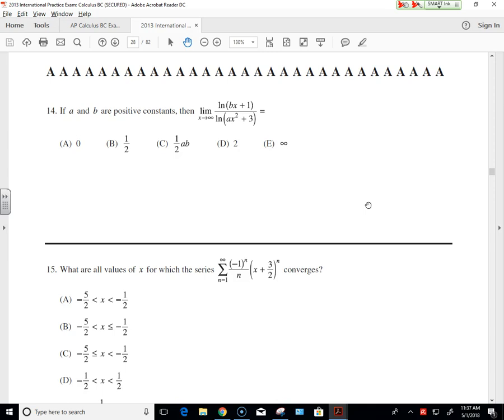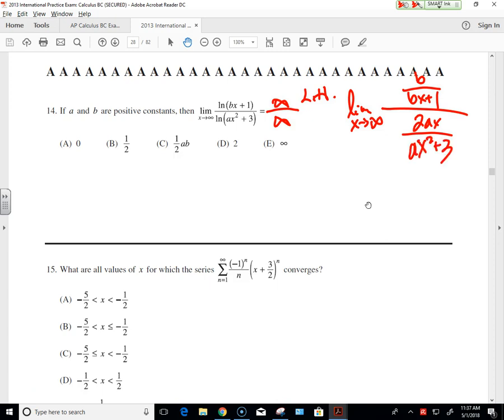Question. Technically, since they're both ln's, couldn't we do infinity over infinity L'Hopital's? What do we do with L'Hopital's? Take the derivative. We're allowed to because they're both infinity. Why is it nice to take the derivative? Because check it. I have 1 over bx plus 1 times b, and then I have 1 over ax squared plus 3 times 2ax, at which point I would simplify. Don't hurt yourself. We love you too much. Then you have b times ax squared plus 3 all over 2ax times bx plus 1.